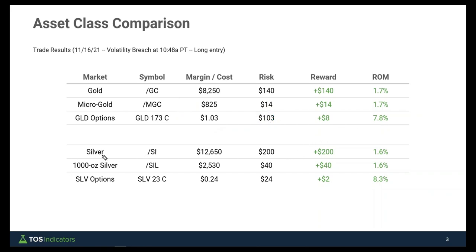Now, moving on next to silver, where that whole commission idea will come right back into play. We start first with the full size contract. Here you'll notice the margin requirement is greater than gold, and so is our risk to reward, $200.